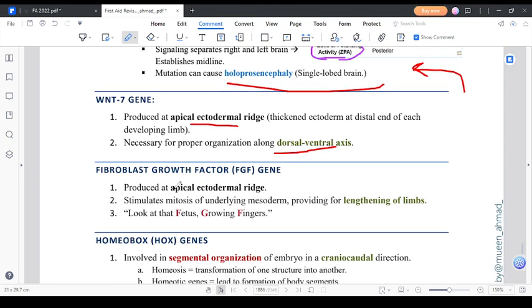Fibroblast growth factor gene, produced at the apical ectodermal ridge, stimulates the mitosis of underlying mesoderm, providing for lengthening of the limbs. So the fibroblast growth factor gene is produced at the apical ectodermal ridge, and it is responsible for the lengthening of the limbs. WNT7 is also produced there, but it is responsible for the dorsal ventral axis. FGF causes lengthening of the limbs. So think of FGF as fetus growing fingers, which means the growth or lengthening of the fingers or limbs is dependent on fibroblast growth factor.